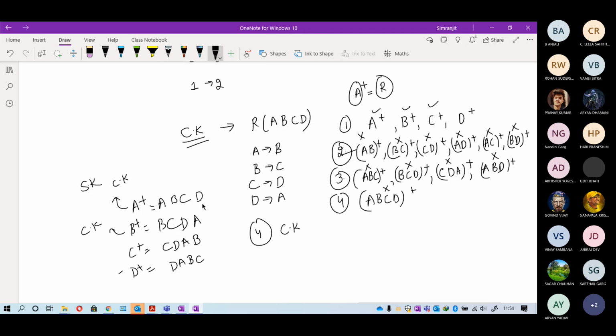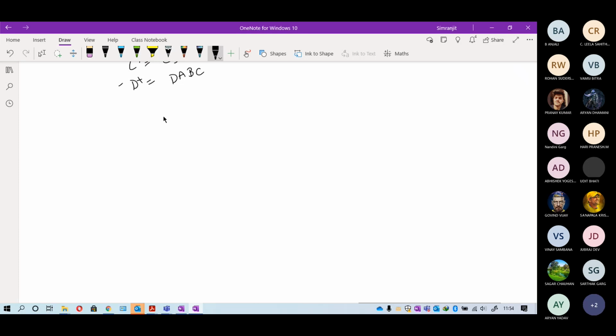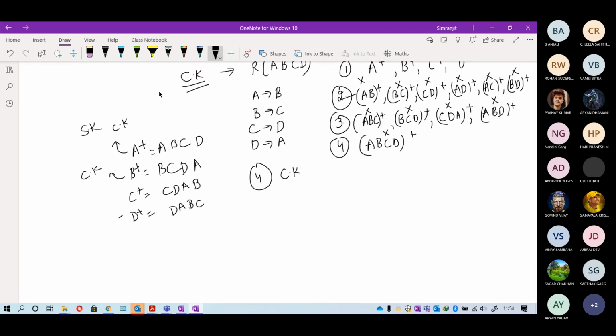Now you should try out yourself, and if you are not able to solve it, just let me know. Okay, so when questions are given in order to find out the candidate key, keep in mind that whenever you are taking a closure, if the closure is able to extract out the whole relation, then only you can say that it is a candidate key. Keep that in mind, it's a very important point.